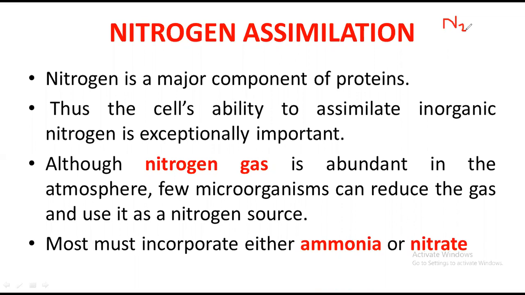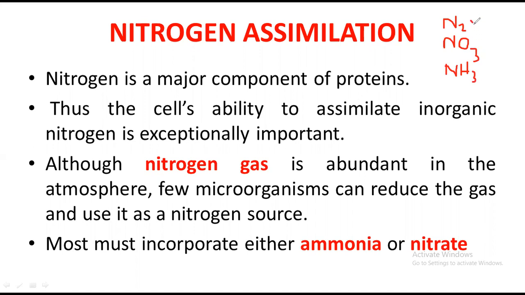Bacteria can use it and incorporate it into the backbone of the amino acid. In the atmosphere there is also NO2 and NO3 present, which is also known as nitrate. Nitrate is also present in the atmosphere, in the soil, and in the water. Third, ammonia is also present in the atmosphere, in the soil, and in the water. We can denote it as NH3. So these three types of components are present.